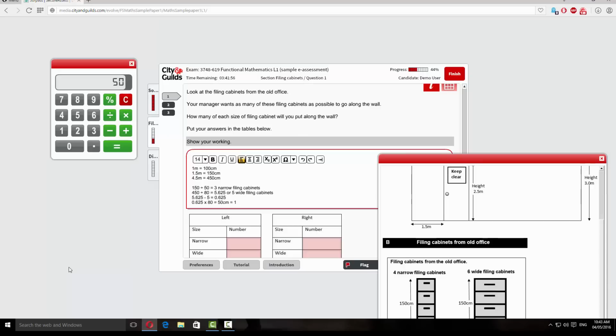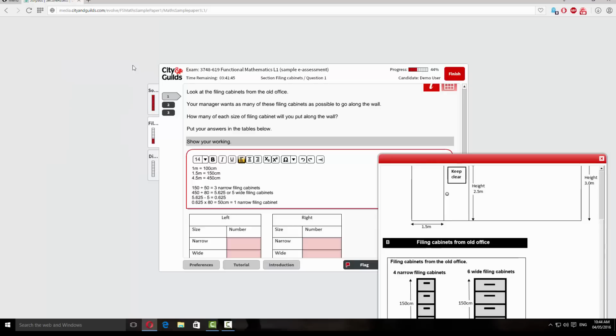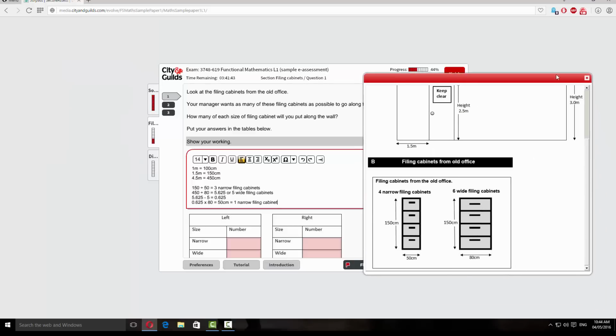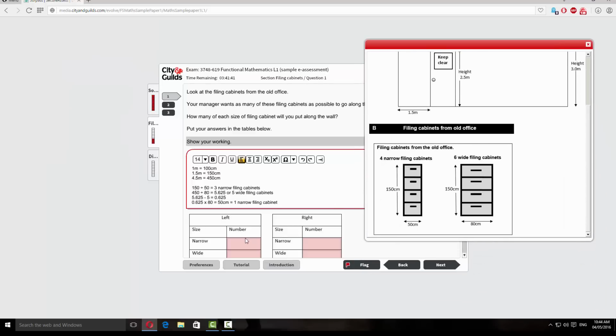So if there's 50 centimetres left over, that means I can fit one more narrow filing cabinet into that space as well. So I've used 3 narrow filing cabinets on the left-hand side, and nothing else. I've used 5 wide filing cabinets on the right-hand side, and 1 narrow filing cabinet on the right-hand side. And that's filled up 100% of the space. I've used every centimetre of space there, so I can't possibly fit any more in anywhere.